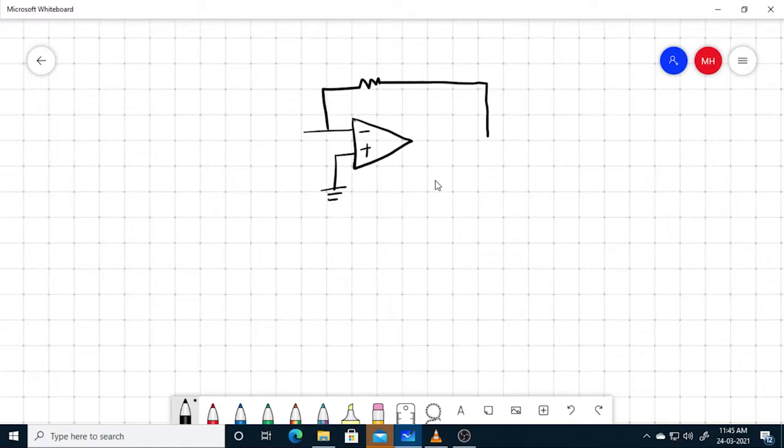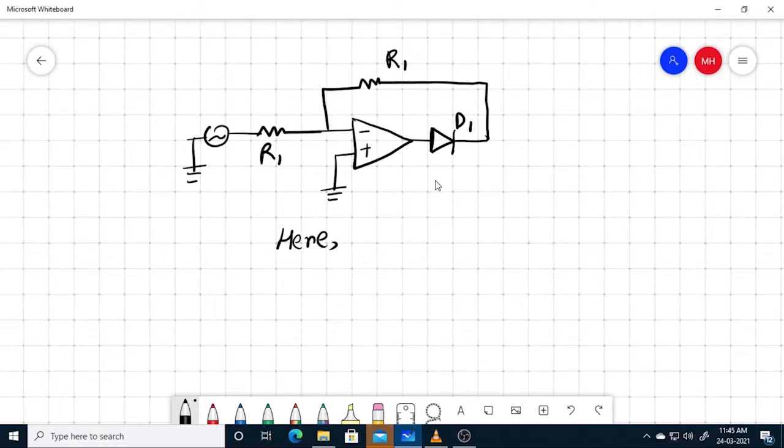Let me draw the circuit first. Okay, this is R1 and this is our input. This is R1 and this is R2. Let's say that is D1. Here we know that the gain of the inverting op-amp, AF, is equal to minus R2 divided by R1. We want the gain to be equal to 1. That's why we want R1 to be equal to R2. For the precision rectifier, it is necessary for R1 to be equal to R2.